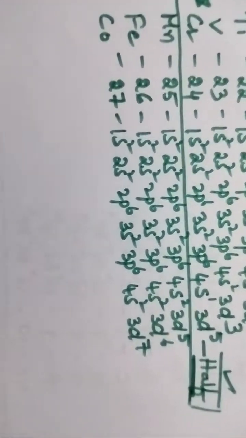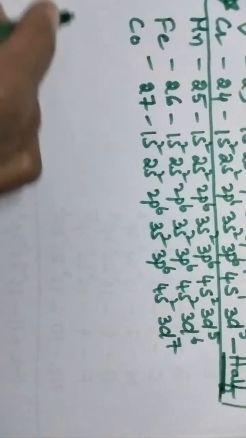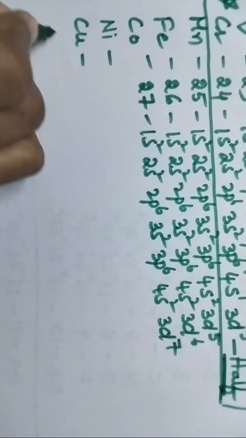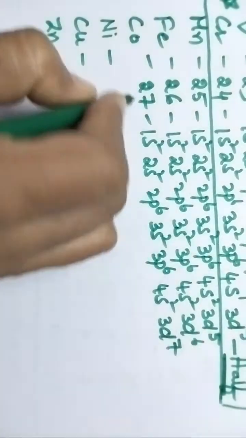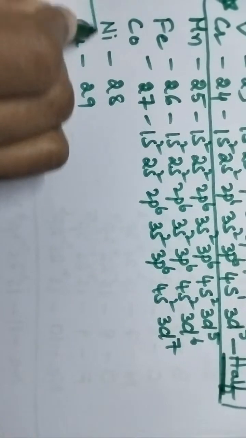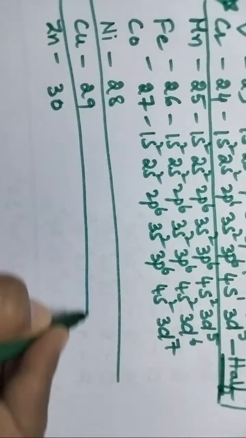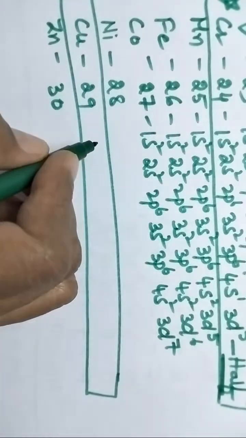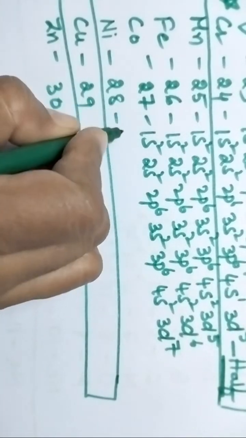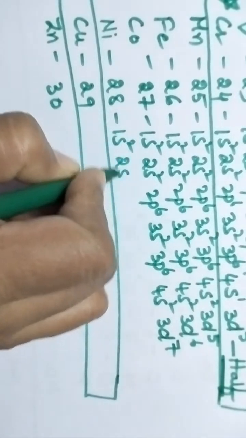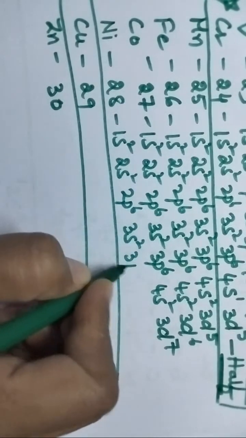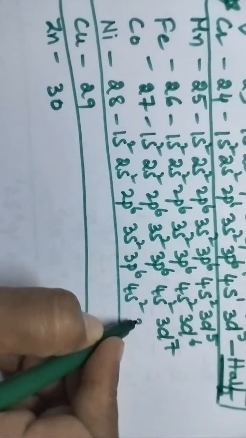And coming to the remaining elements, nickel, copper and zinc, 28, 29, 30. So what is the atomic number of copper? That is 29. Before copper, let us see about the nickel, 28. Its configuration is 1s2, 2s2, 2p6, 3s2, 3p6, 4s2, 3d8.